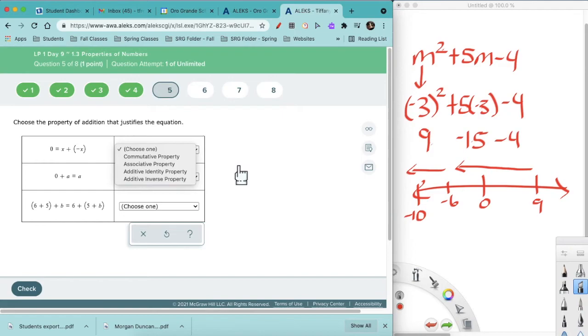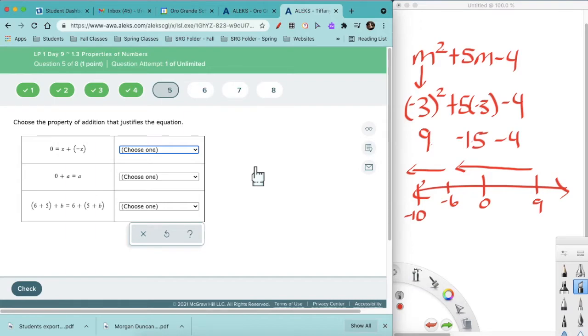So the inverse means the opposite, or what gets you 0 when you add to it. So if I have 5 and I want to get to 0, I'd add -5, or I'd subtract 5 from it. If I had -10 and I want to get back to 0, I need to add 10. So it's always the opposite. That's the additive inverse property, is we're trying to get back to 0.